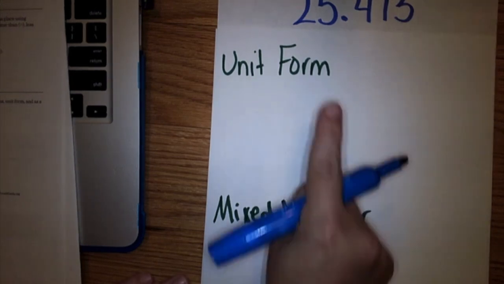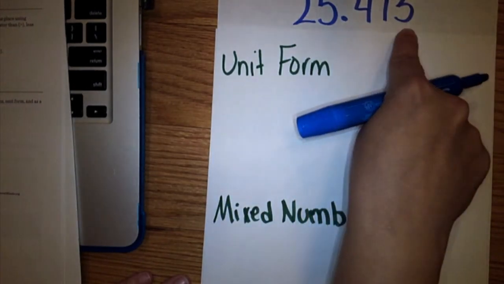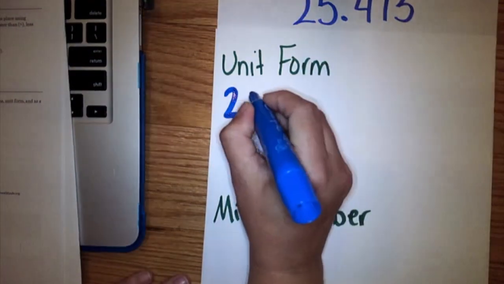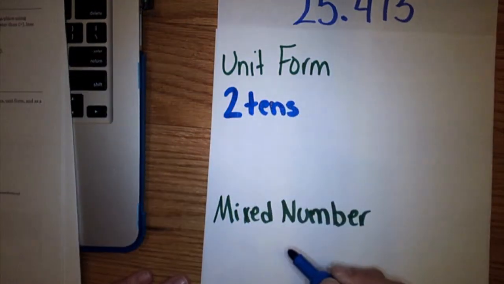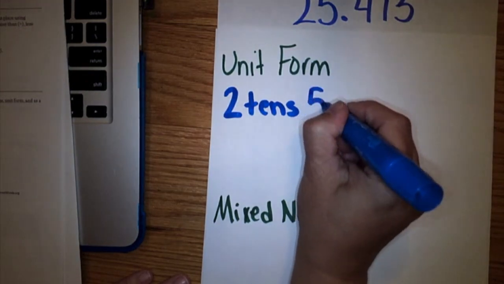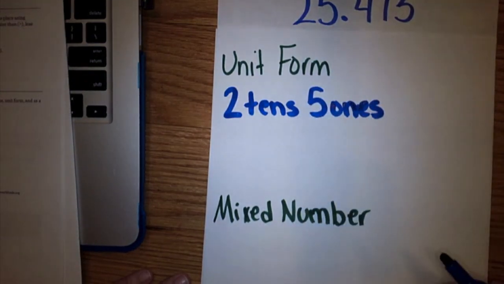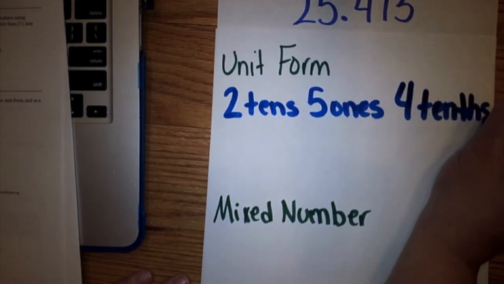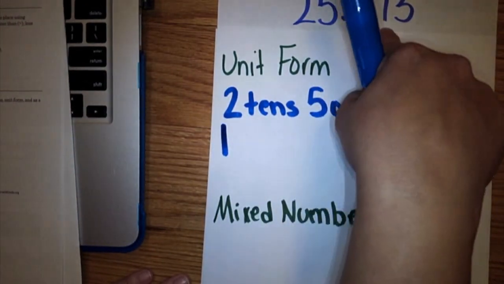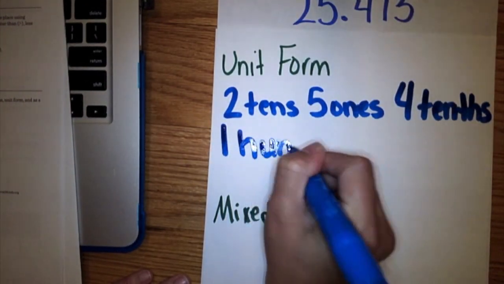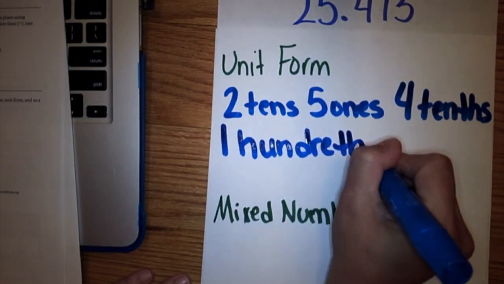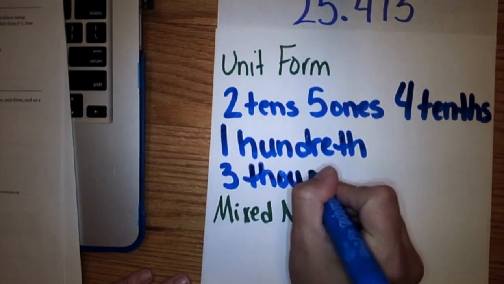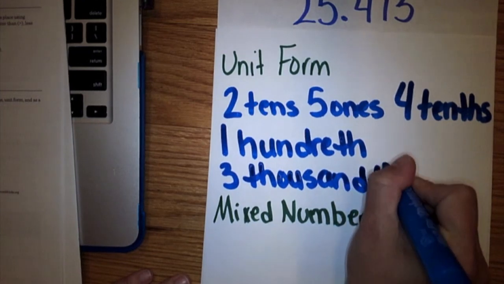All right, now let's write that same number, 25 and 413 thousandths, in unit form. Here I have 2 tens. I have 5 ones, 4 tenths, 1, right here, 1 hundredth, and 3 thousandths.